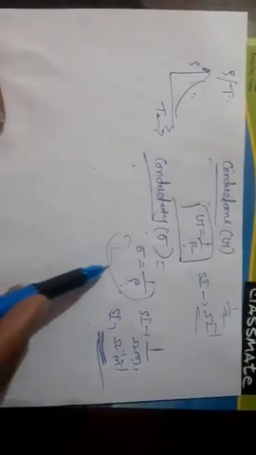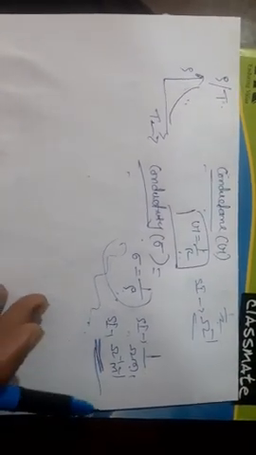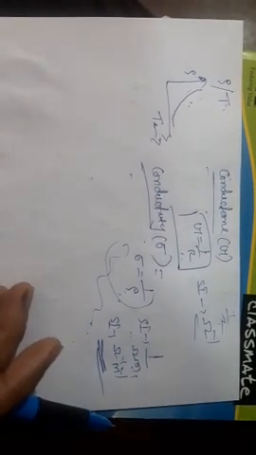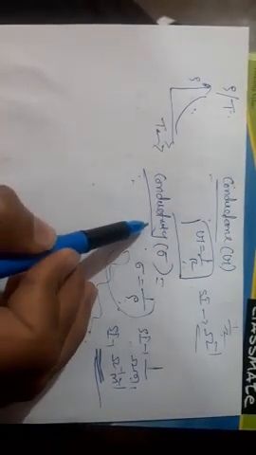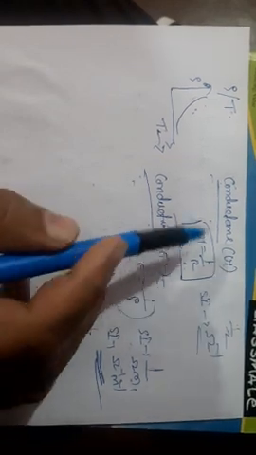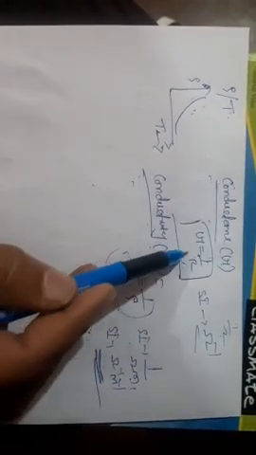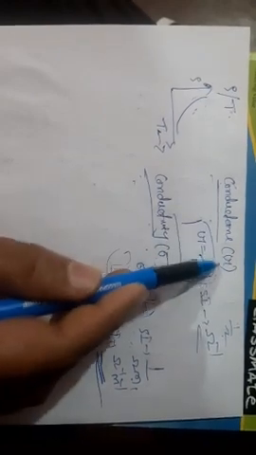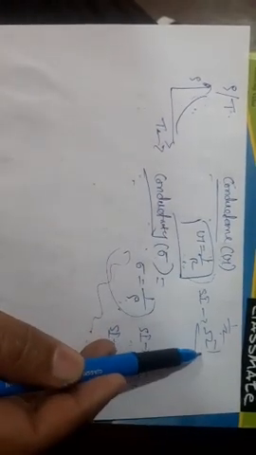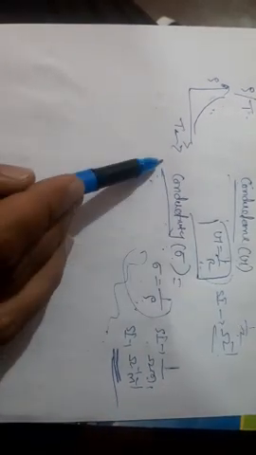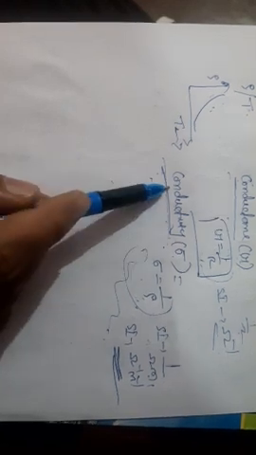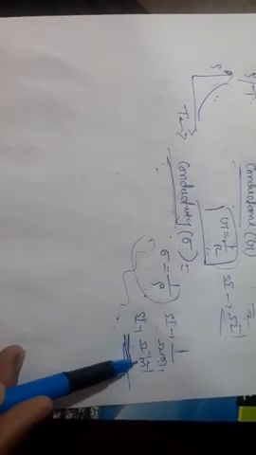These are the definitions and SI units of conductance and conductivity. The symbol of conductance is capital G, and the symbol of conductivity is sigma. The reciprocal of resistance is called conductance, and its unit is ohm inverse. The reciprocal of resistivity is called conductivity, and its unit is ohm inverse meter inverse.